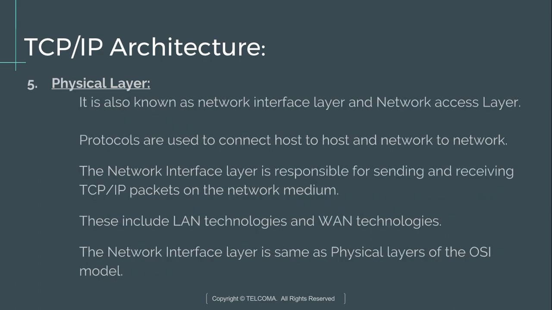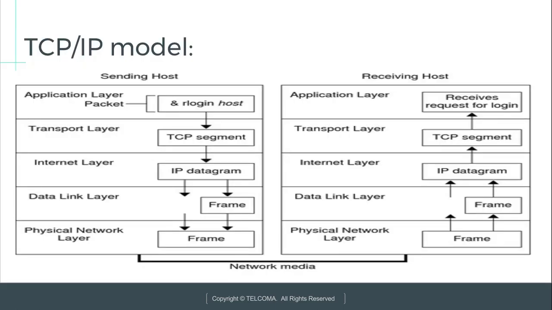Next layer is the physical layer. It is also known as the network interface layer or network access layer. Protocols are used to connect host to host and network to network. The network interface layer is responsible for sending and receiving TCP/IP packets on the network medium. These include LAN technologies and WAN technologies. The network interface layer is the same as the physical layer of the OSI model. This represents the TCP/IP model's working, the functions between the sending host and the receiving host.